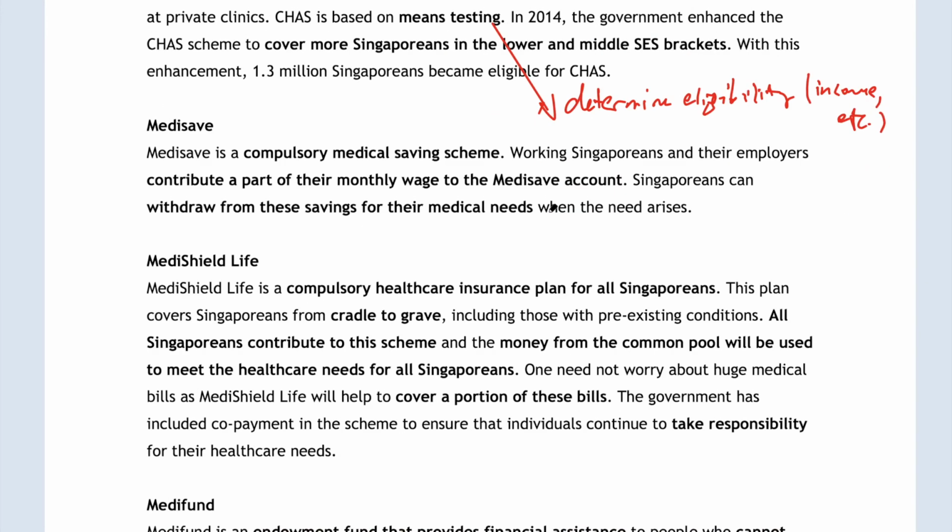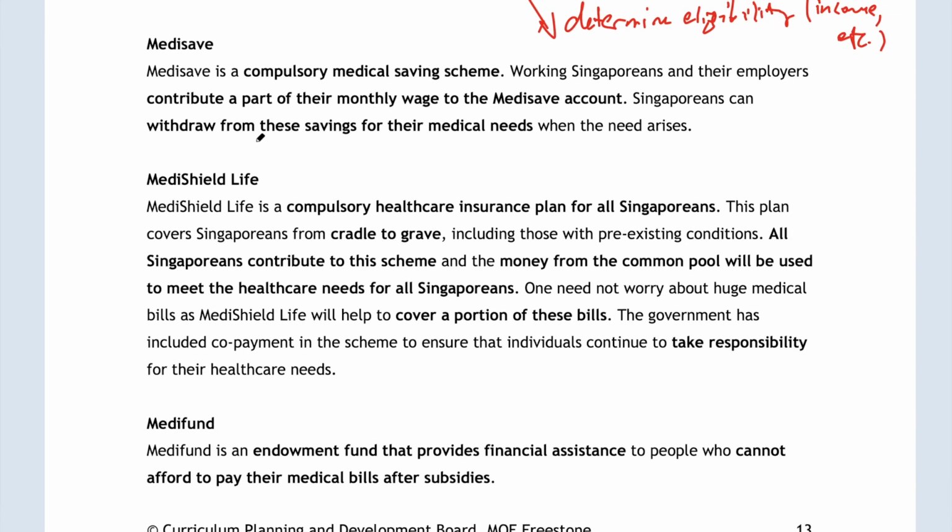So this is the 3Ms just now. MediSave is a compulsory medical savings scheme. This is what we discussed just now. Singaporeans and their employers must contribute a part of the wage to the MediSave account. MediShield Life is a compulsory healthcare insurance for everybody. It covers anybody from the moment you're born all the way to the moment you're dead. Even those with pre-existing conditions are still covered under this healthcare insurance plan.